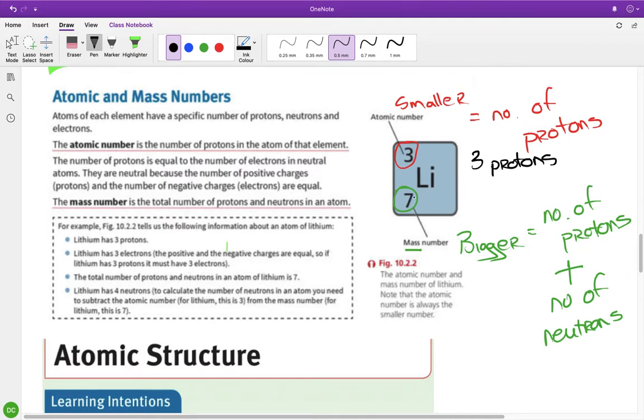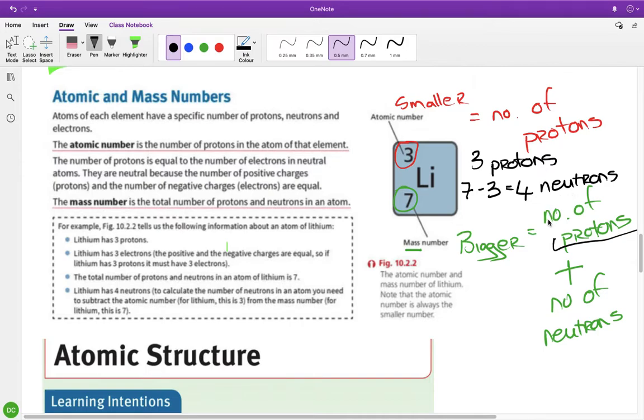The mass number, the bigger number, is 7. So we have to do 7 minus 3 to get 4, and we know that there are 4 neutrons. Okay? So the bigger number is protons and neutrons. If we knew that there were 3 protons, we just subtract the 3 off the 7, and now we know how many neutrons there are. So there are 4 neutrons.